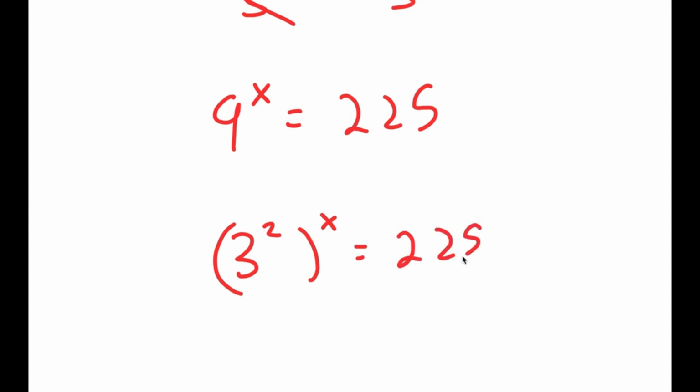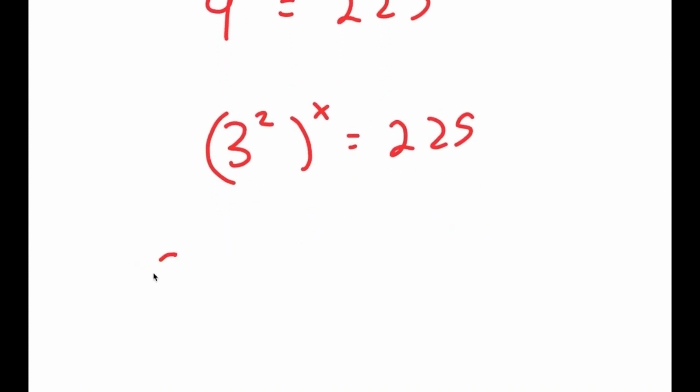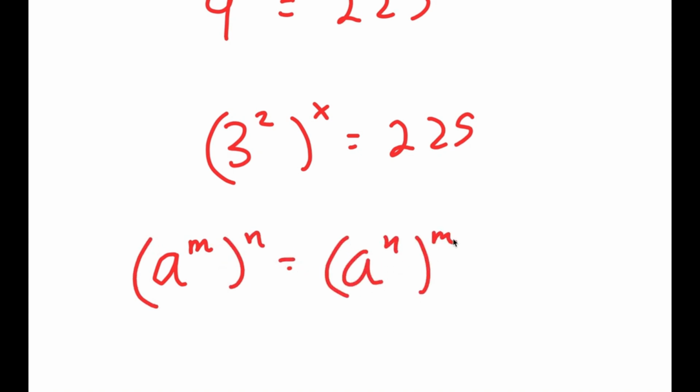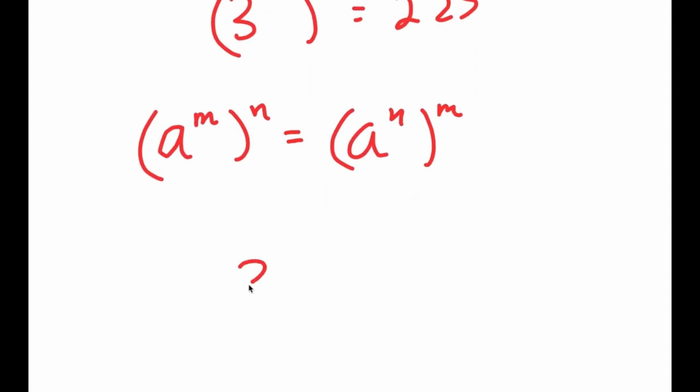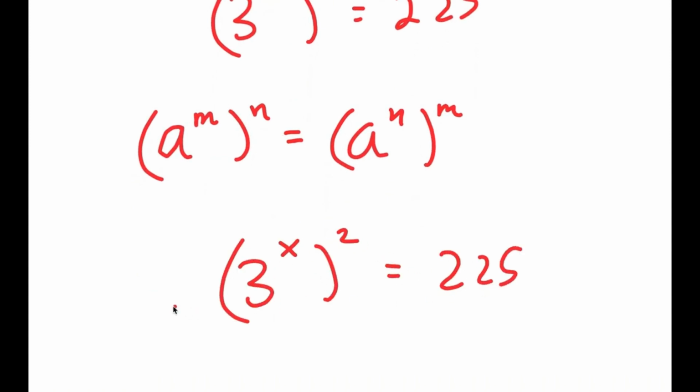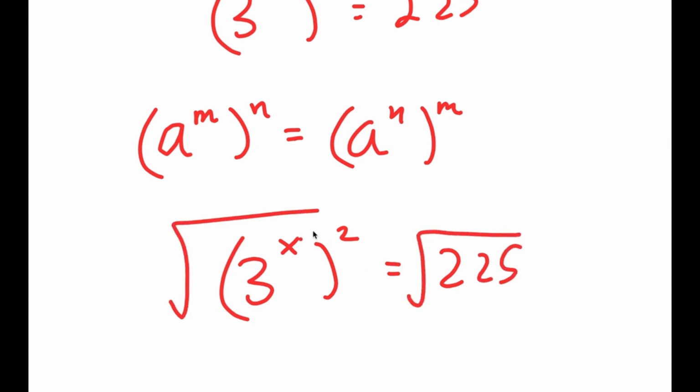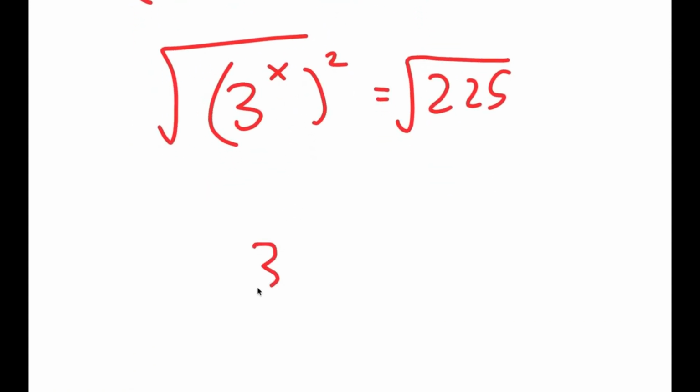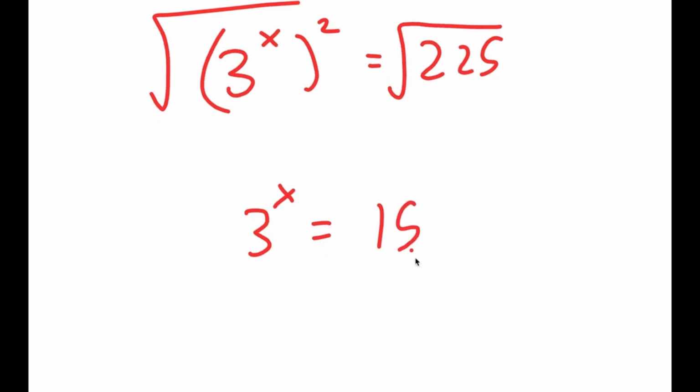And if I have something in the form (a to the power of m) to the power of n, this is the same thing as (a to the power of n) to the power of m. So this is also equal to (3 to the power of x) to the power of 2 is equal to 225, meaning I can take the square root on both sides. The square root of (3 to the power of x) squared is just 3 to the power of x, and the square root of 225 is positive negative 15. However, you can't take the power of a positive number and make it negative, so it's actually only positive 15.